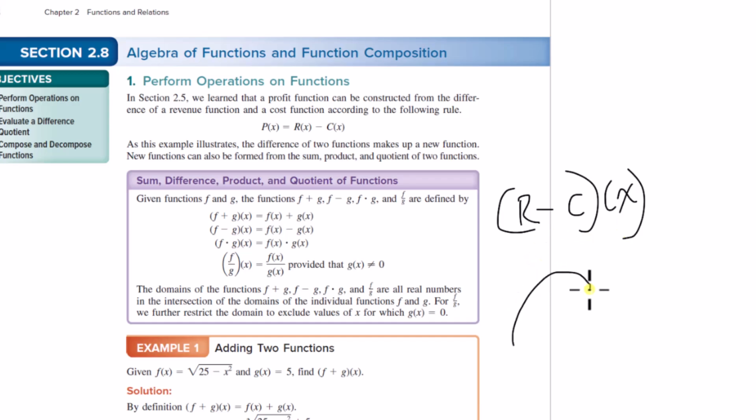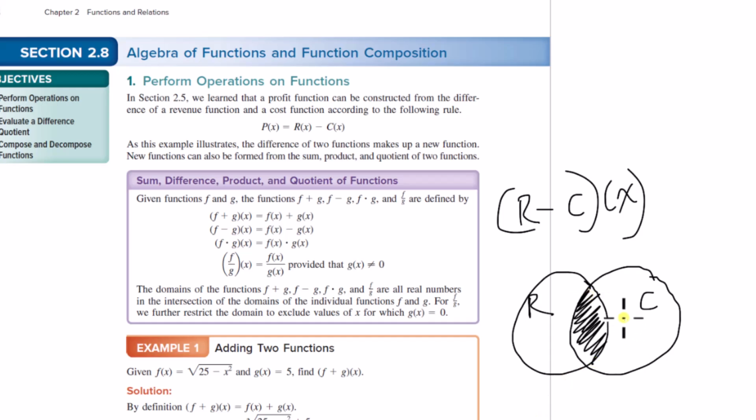So take the domain of the R function, take the domain of the C function, and it's wherever they overlap. Because if you have this value, well, that's not in the domain of the R function. If you have a value here, that's not in the domain of the C function. If you chose this number and tried to do R minus C, well, the R doesn't exist here, so you can't use it, right?